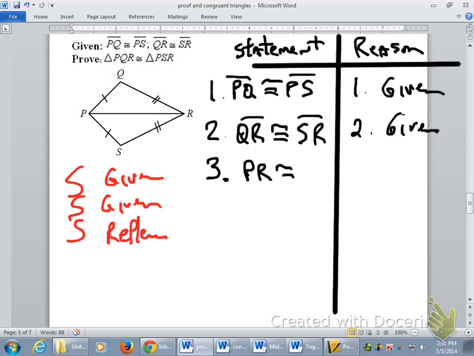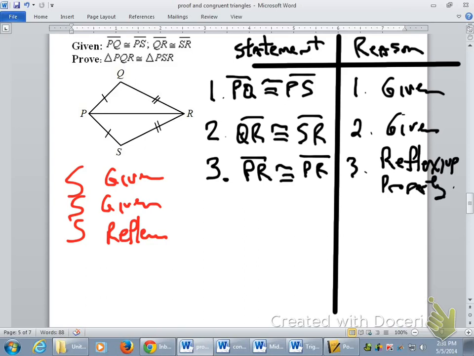PR is congruent to what? RP. Well, PR. Well, it's equal to, look up here and look at the order that they want it. PR, PR. It's actually going to be equal to itself, isn't it? So PR is equal to PR because they're the same. That's exactly right. That's called the reflexive property. And I'll go to the board and show you the difference on those.